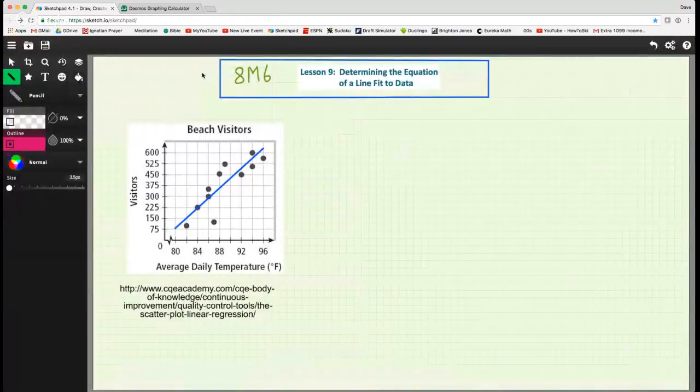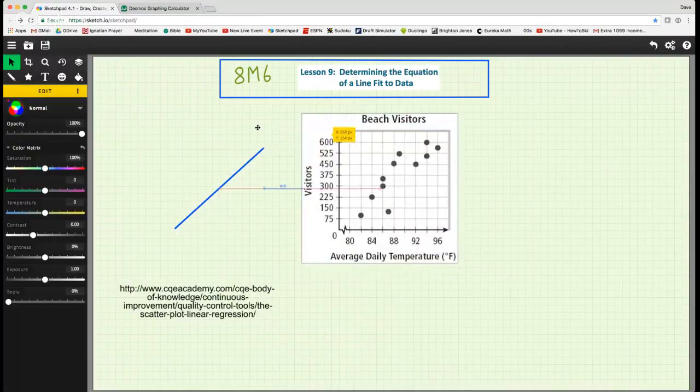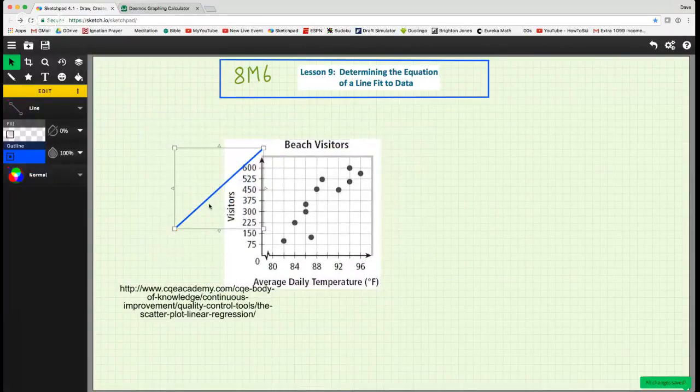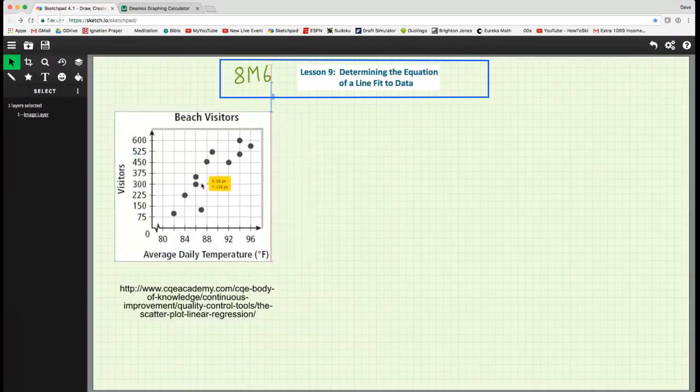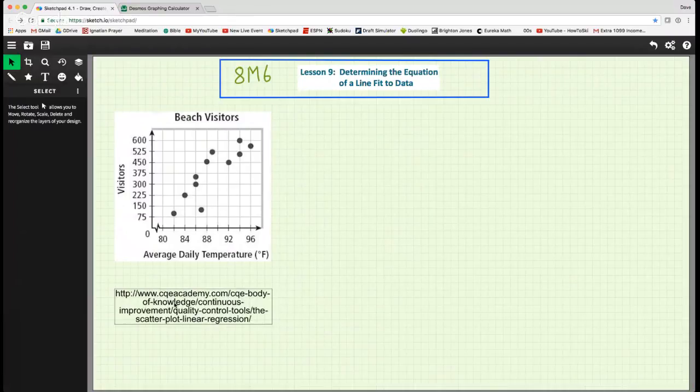So here, whoops, I'm going to take this line away. All right, you know what the answer is, but I got this example from the web, and I always cite my examples if I take them from somewhere on the web. I got it from cqeacademy.com, and if you want to see it for yourself, you can type in this URL and go to this example.